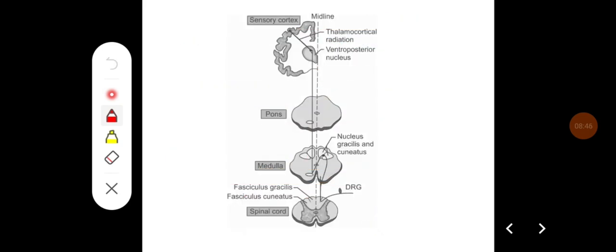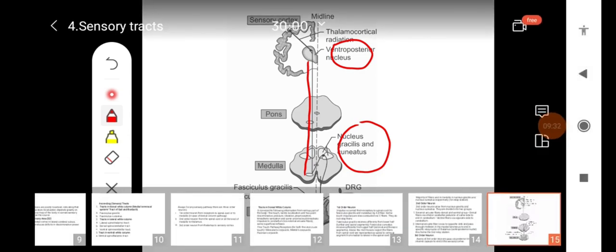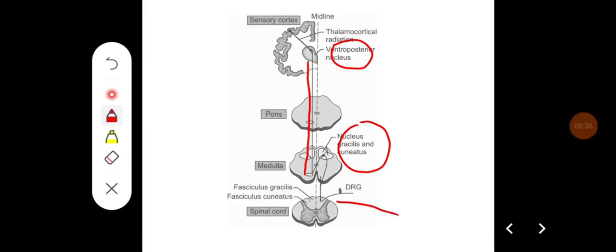So this is the diagram showing the dorsal column tract, where all the afferent fibers from different parts of the body, from the same side of the body, enter the nucleus gracilis and nucleus cuneatus without crossing in the spinal cord, reaching the medulla. From there, the second order neurons decussate in the medulla to reach the opposite side. Then from the medulla they ascend to the ventroposterior nucleus of the thalamus, and the third order neurons from the thalamus reach the sensory cortex, that is areas 3, 1, 2. So this forms the dorsal column tract.